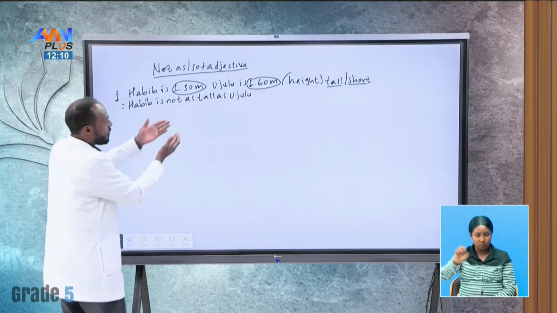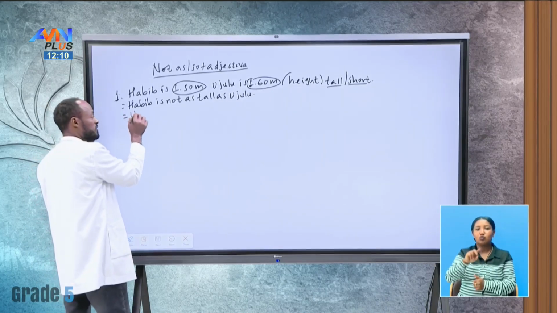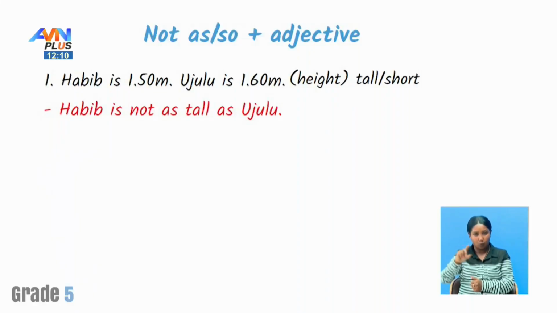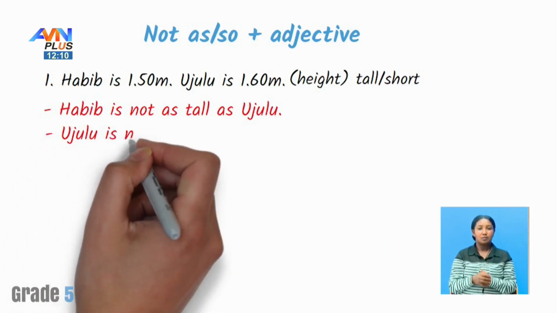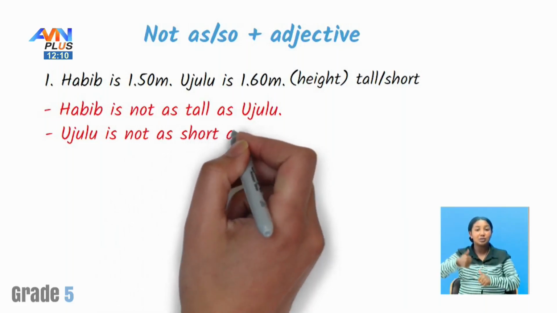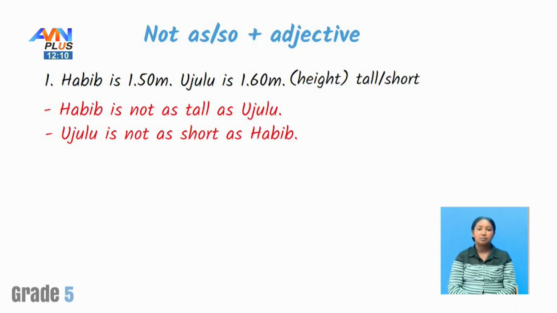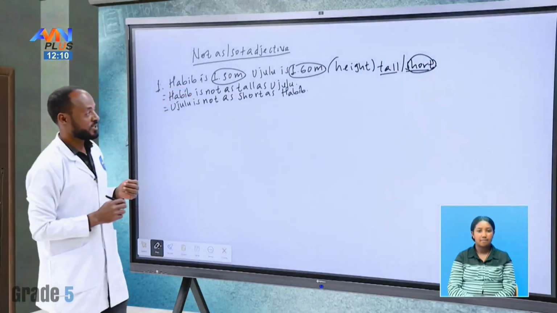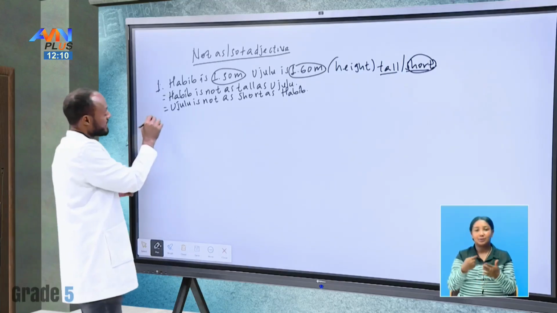Nice student. So, what if we start from Ujulu? Here, Ujulu is not, yes, Ujulu is not as tall or short. Is short. Okay? He is not as short as Habib. Nice student. I hope you got me. Nice. So, let's give you the next one.